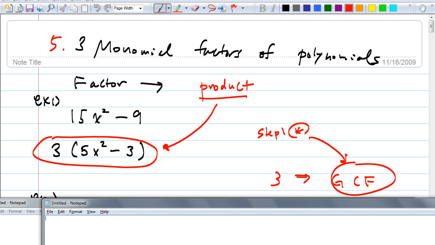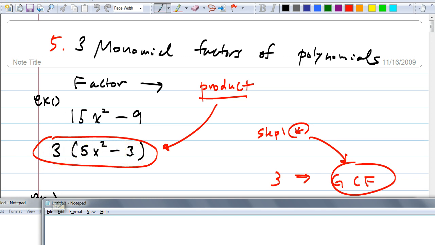By the way, what does this remind you of? Distributive property. We're doing this backwards, right? If you don't believe me, multiply it back. What's 3 times 5x squared? 15x squared minus 9.